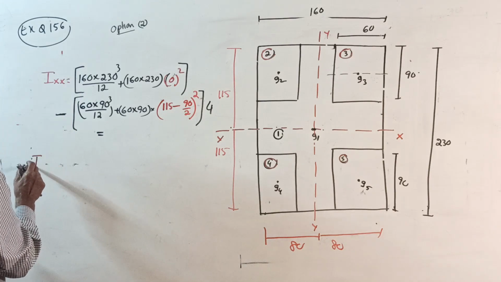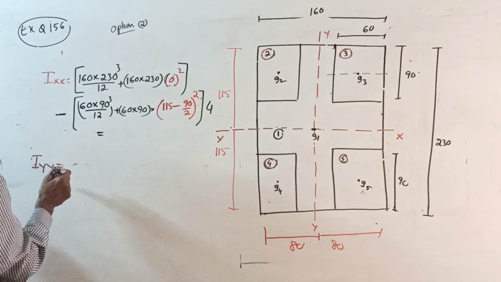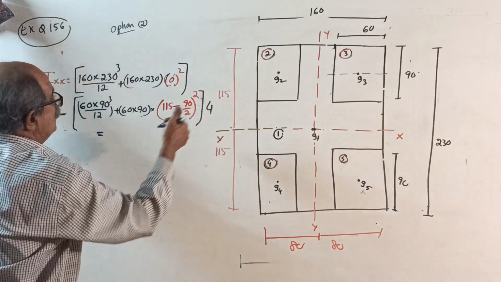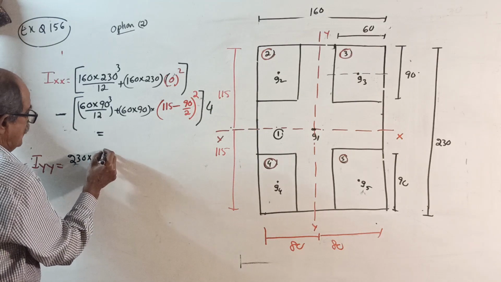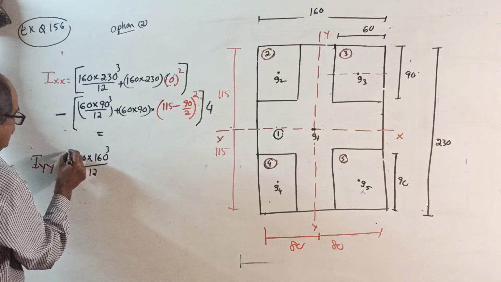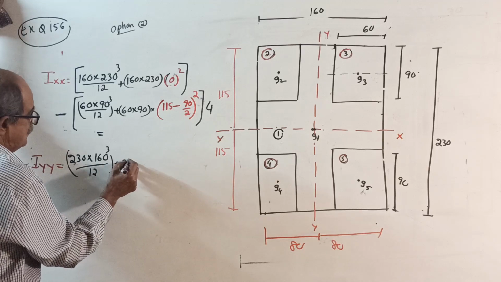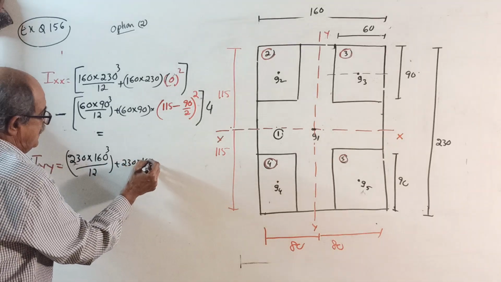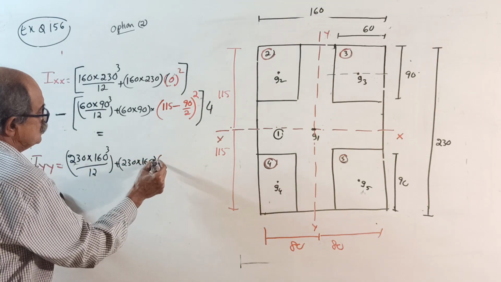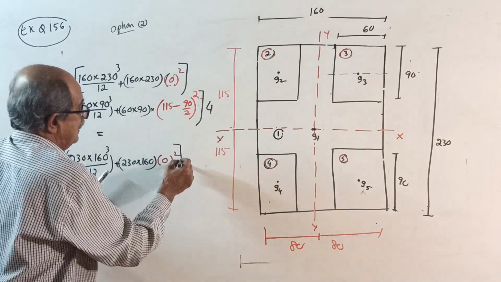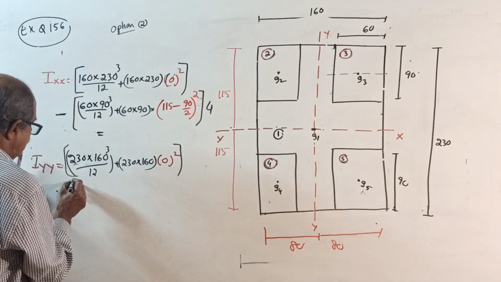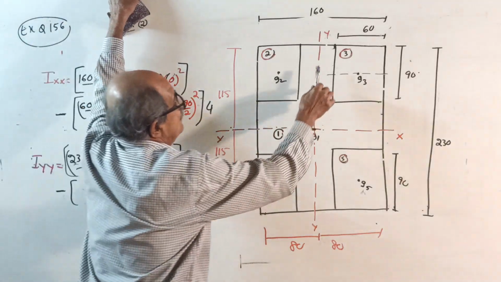IYY. Over. Last part of this question. 230 into 160 cube by 12, Ig, plus area, 230 into 160, into once again 0 square. This is for the full rectangle, minus only one rectangle, I about YY.